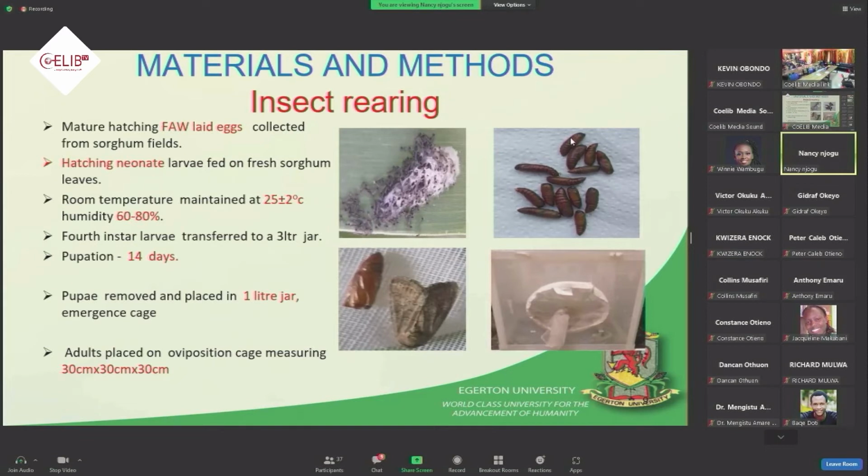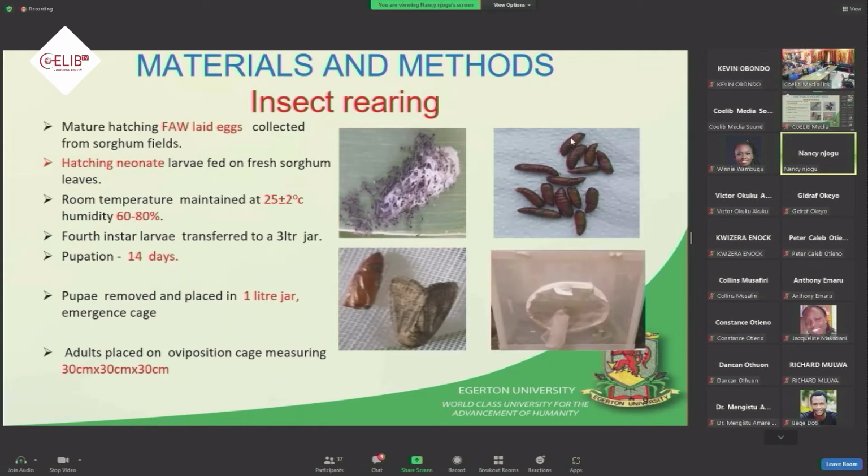To have a uniform colony, I went for the eggs which were laid in the field. I was lucky to get some which were hatching, and I fed them on fresh sorghum leaves. I maintained the room temperature at 25 plus or minus 2 degrees centigrade using a heater, and humidity at 60 to 80% using a humidifier. The neonate larvae grew, and at the 4th instar, because of cannibalism, I transferred them to a 3-liter jar, and they were able to pupate.